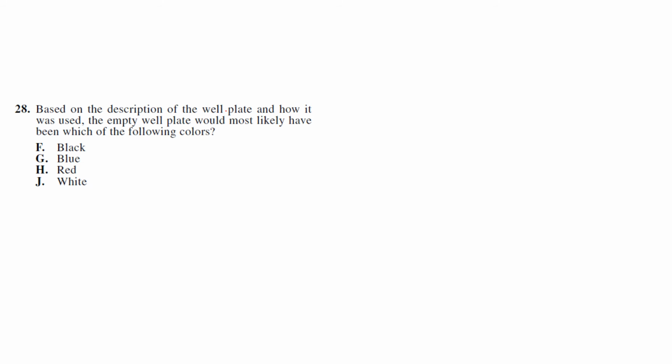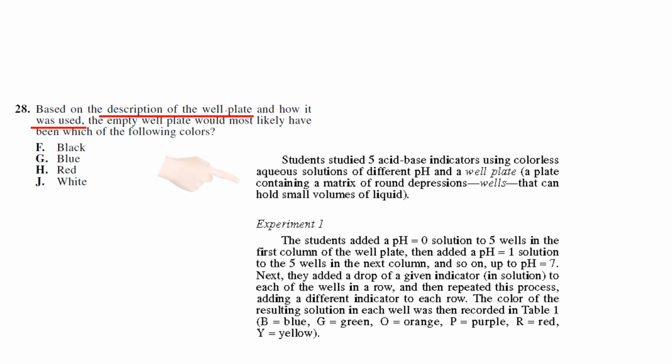Based on the description of the well plate and how it was used, the empty well plate would most likely have been which of the following colors? The description is in the second paragraph. It says a well plate is a plate containing a matrix of round depressions, so it's something they're dropping liquid into. How it was used is described in experiment 1, where the students add a drop of liquid to see what color it changes. So this is really a science knowledge question. If you're adding liquid to a plate and you want to see what color it changes, you want it to be white. With any other color, you wouldn't be certain what color it was. If you had a blue plate and it changed to red, it would look purple.